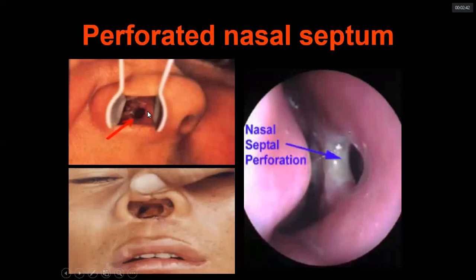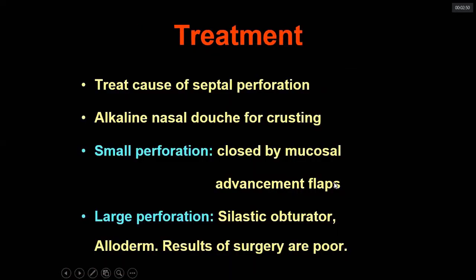Right, so look here, this is what it looks like. The septum has been perforated, here and here. So what is the treatment? Treat the causes of septal perforation. If it is because of TB or syphilis, treat that. If the patient is using drugs, ask him to stop it.